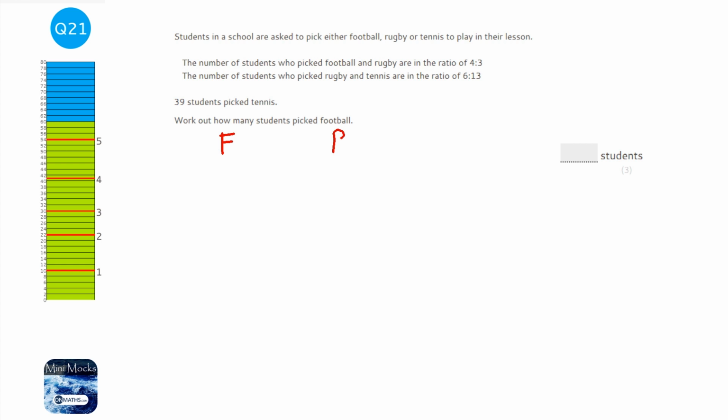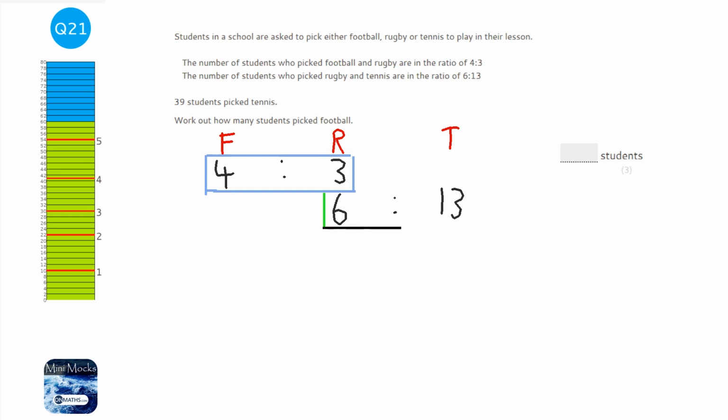So we've got football, rugby, and we've got tennis. So football to rugby is 4-3, and rugby to tennis is 6-13. So these two ratios here are kind of incompatible at the moment. Got this one here, which is linking the football and the rugby, and we've got this one here, which is linking the rugby and the tennis.